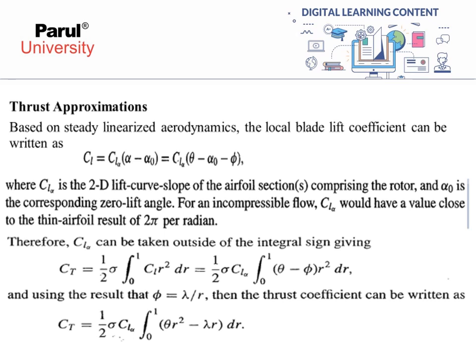Therefore, CL alpha can be taken outside of the integral sign, giving Ct = 1/(2 sigma) integral 0 to 1 of CL r squared dr = 1/(2 sigma) CL alpha integral 0 to 1 of (theta - phi) r squared dr, and using the result that phi = lambda by r, then the thrust coefficient can be written as Ct = 1/(2 sigma) CL alpha integral 0 to 1 of (theta r squared - lambda r) dr.